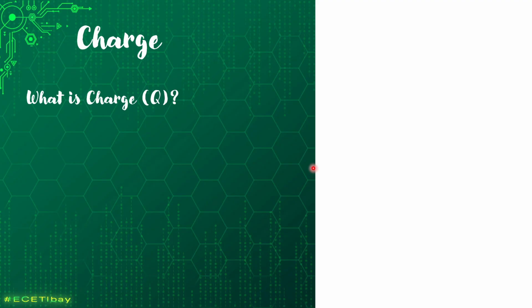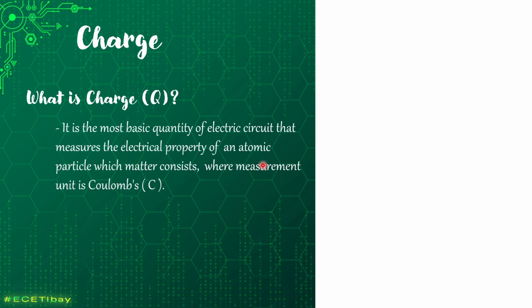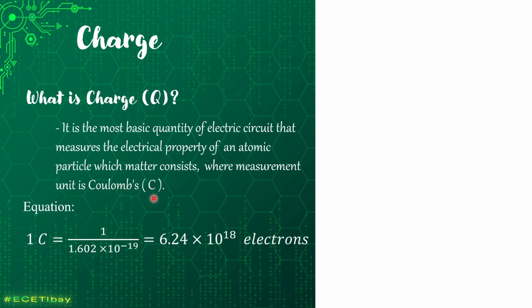First, let's define what charge is. Charge is the most basic quantity of an electric circuit that measures the electrical property of the atomic particles of which matter consists, where the measurement unit is coulombs, with capital C. Charge is represented with the letter Q, and its unit is the coulomb, with capital C. So this is the equation of the charge.